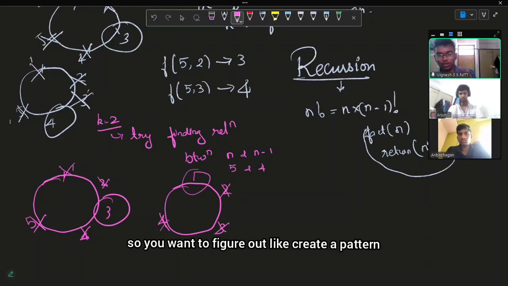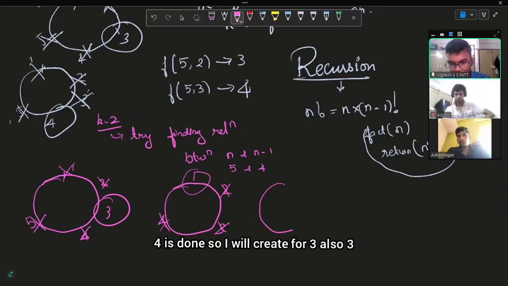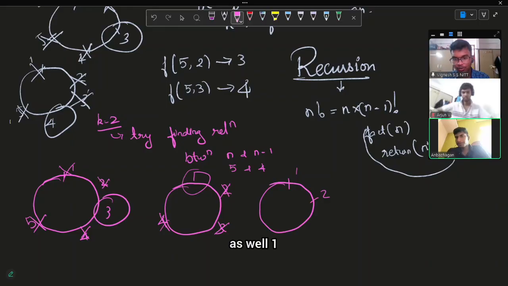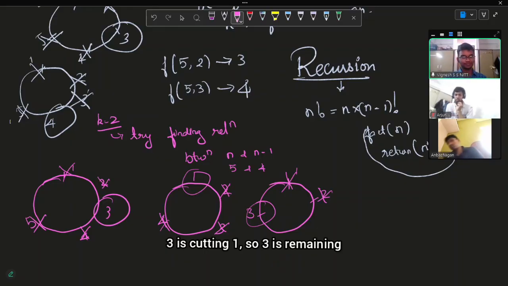So you want to create a pattern. Okay, 4 is done, so I'll create it for 3 also. 1, 2, 3. Now 2 is cut, 3 cuts 1, so 3 is remaining. Again, 1, 2, 3: 2 is cut, 3 is cutting 1, so 3 is remaining.